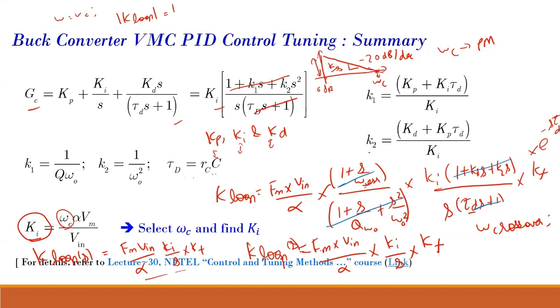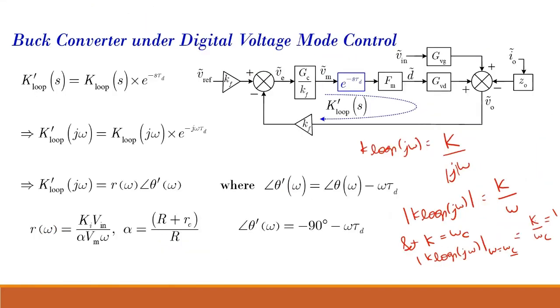Sir, if that is the case... Sorry, actually here some sound is there. I'll talk. Sir, like omega C, it is clear now. You are saying K loop of j omega is K by j omega. Sir, I'm not getting it. Sir, could you please repeat it? No, wait.